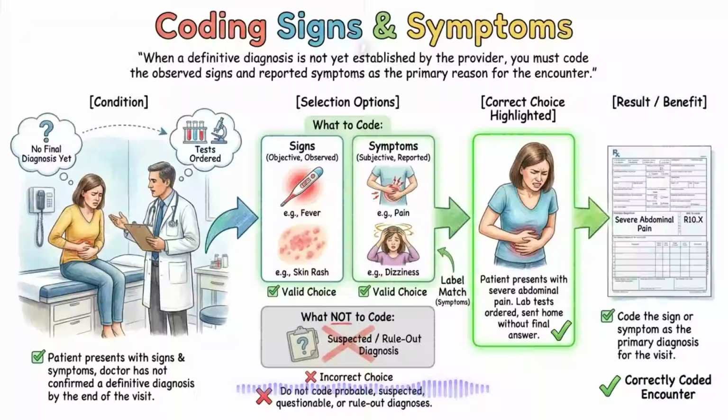Coding for signs and symptoms is perfectly acceptable when a physician has not yet established a definitive, confirmed diagnosis by the end of the visit. Signs are objective findings that the doctor can observe, like a fever or a skin rash, while symptoms are subjective feelings reported by the patient, like pain or dizziness. If a patient presents with severe abdominal pain and the doctor orders lab tests to find the cause but sends the patient home without a final answer, you must code the abdominal pain as the primary diagnosis.